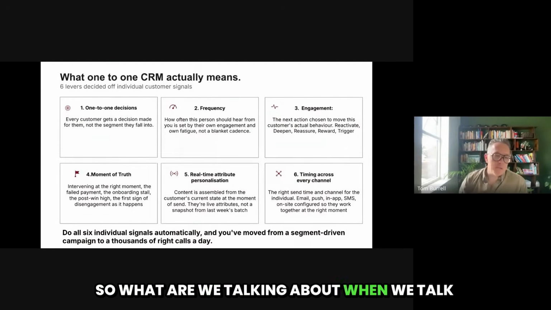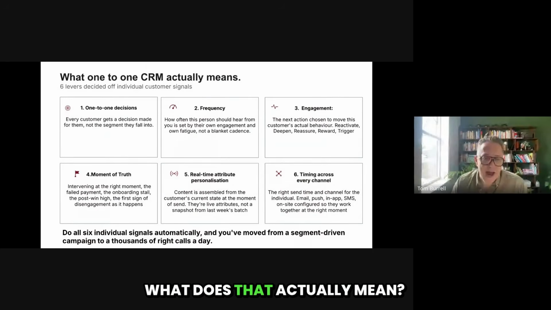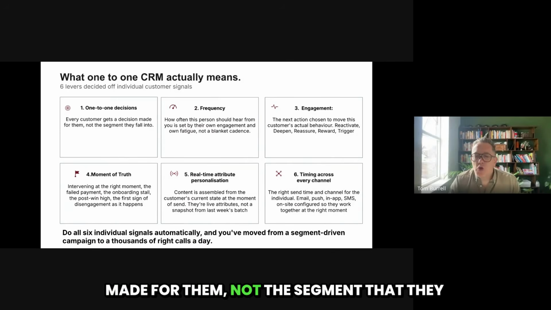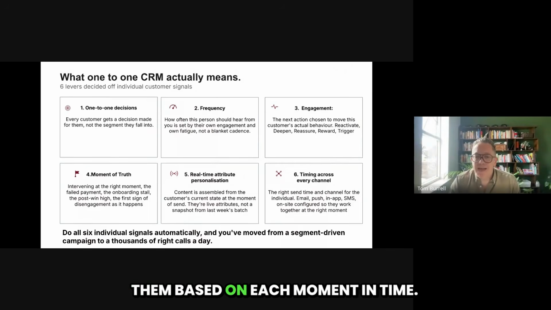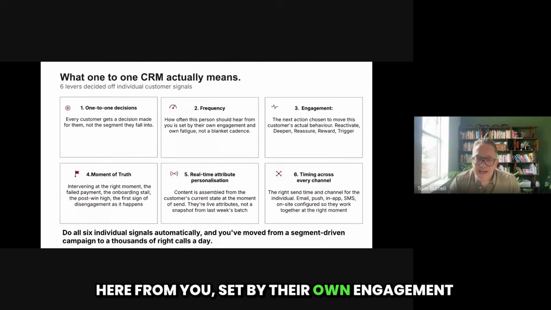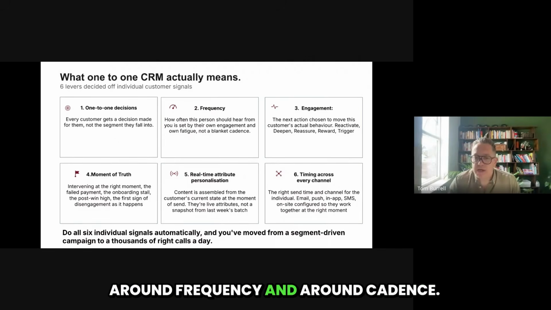So what are we talking about when we talk about one-to-one CRM marketing? What does that actually mean? Basically there are six levers. First, one-to-one decisions. Every single customer gets a decision made for them, not the segment they fall into, based on each moment in time. Then frequency: how often this person hears from you, set by their own engagement and their own fatigue, not by blanket rules around frequency and cadence.